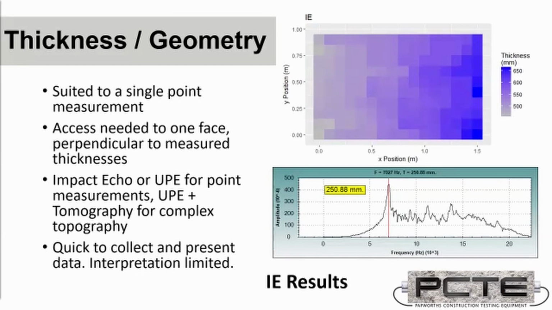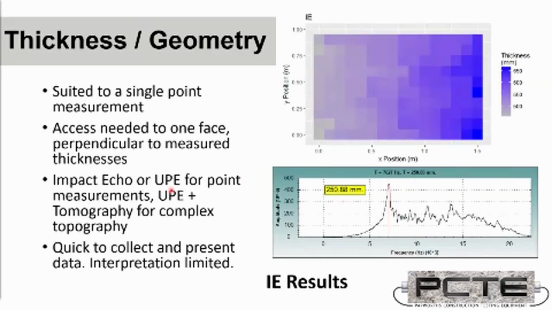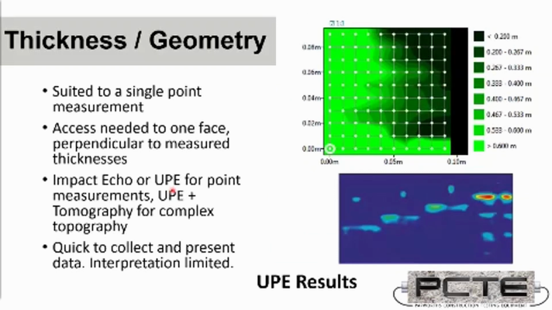Now, let's look at some data from a couple of different test techniques. This is impact echo test data, taken on a boat ramp for a case study. We have color-coded on the left a thickness of around 500 millimeters, and then our thickest is around 650 millimeters, each square being an individual impact echo test. So we've charted those thickness values, giving us the thickness of that boat ramp.